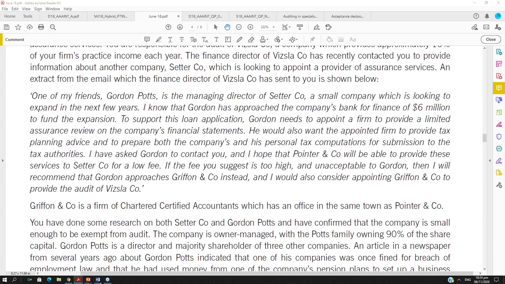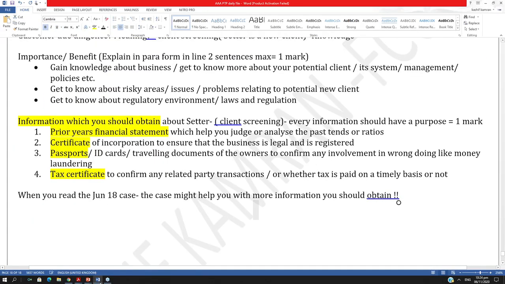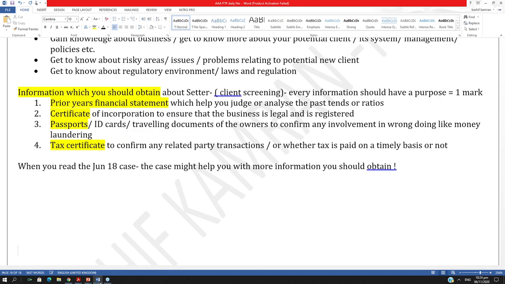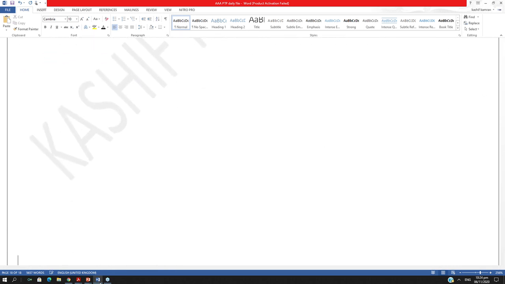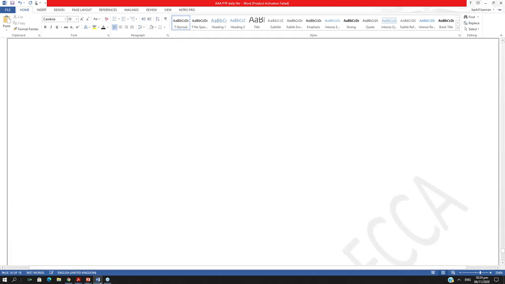Okay, now let's move on to another question. The other question you should be focusing on, because we were focused on accepting a new client. Now let's do a question which is about accepting an additional service from an existing client, right? So let's change the topic. Accepting additional services from an existing audit client. Agree? Should we start with this, the second topic?